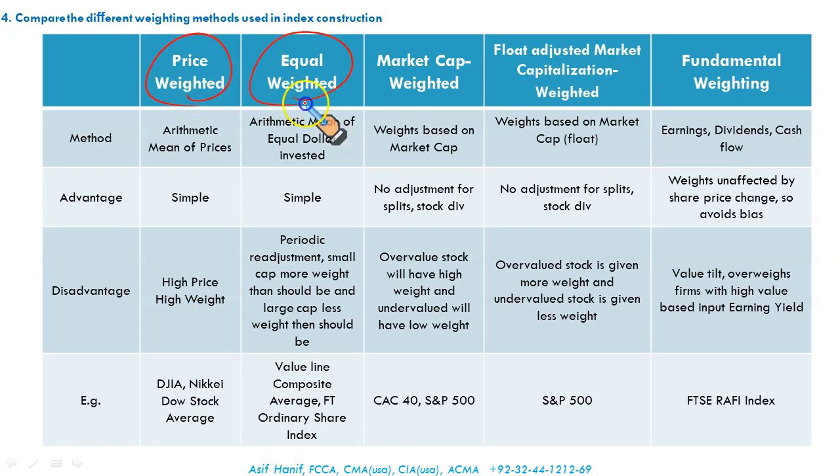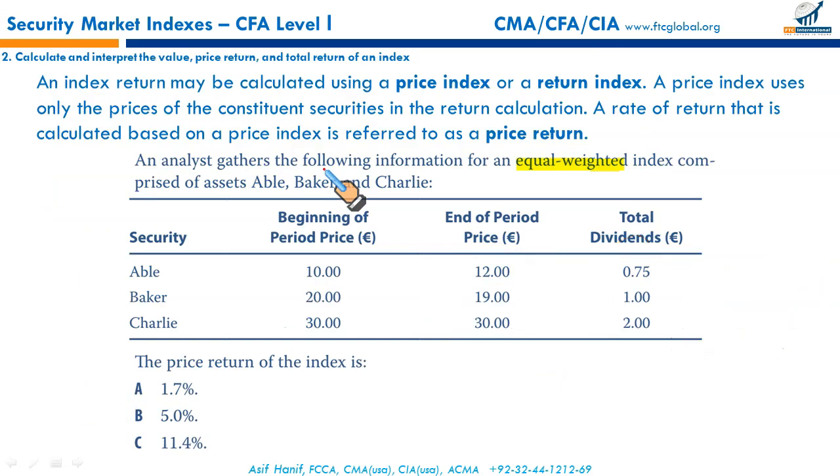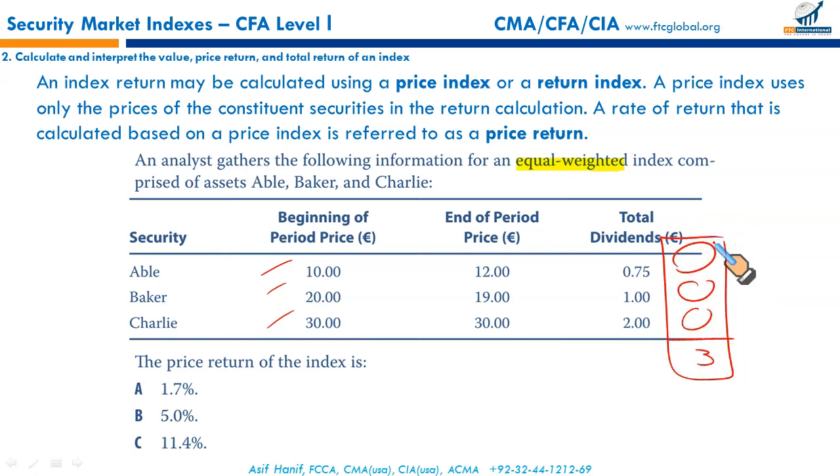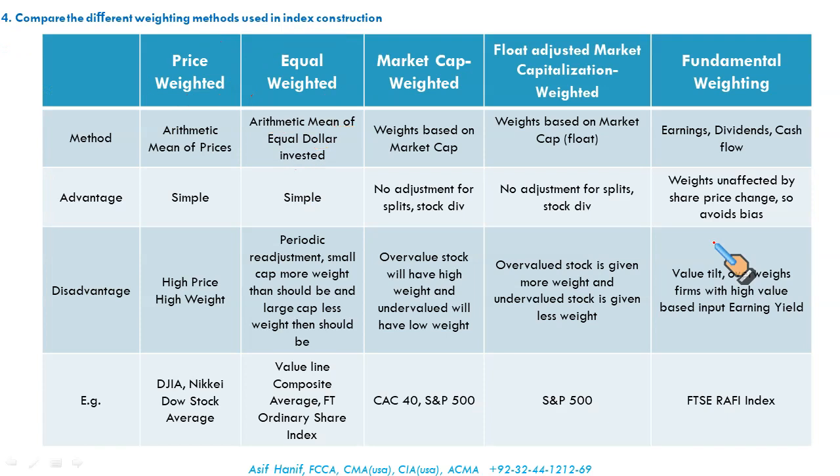Next is the equal weighted. In equal weighted, arithmetic mean of the equal dollar invested, like this was the example. The second one was equal weighted, this one. Equal weighted means that every stock is given the same weight. So, when the returns are earned, returns are simply taken as an arithmetic average of the returns, right? So, this is what you call the equal weighted, where each stock or each constituent security is given the same weight. Arithmetic mean of equal dollar invested. It is simple.